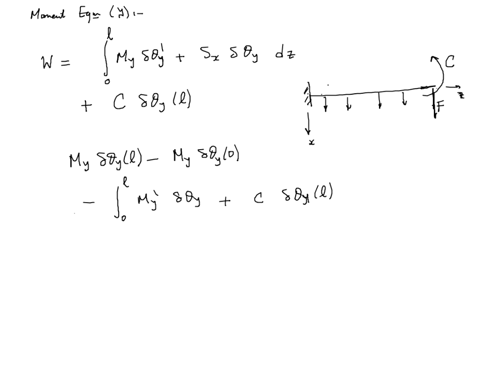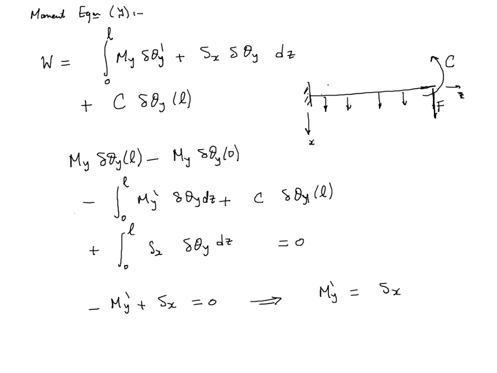So from there we can easily derive our equilibrium equations. Of course, the term containing Sx is copied as is because it doesn't contain any derivatives of delta theta y. So the coefficient of delta theta y, when we set the virtual work to zero, is going to be minus my prime plus sx equals zero, which gives us the condition that my prime equals sx. And the boundary condition is going to be at z equals L, delta theta y at L is free, so the coefficient of delta theta y should be zero, and this will give us that, for example, my at L is equal to minus C.